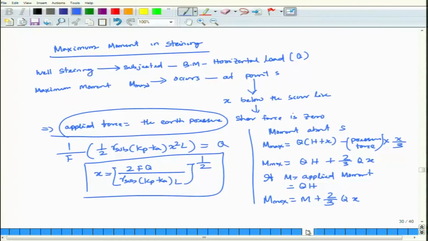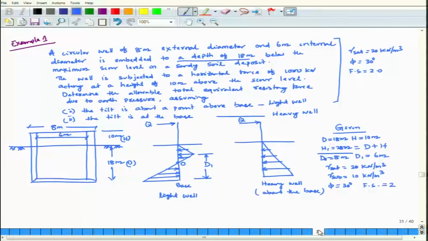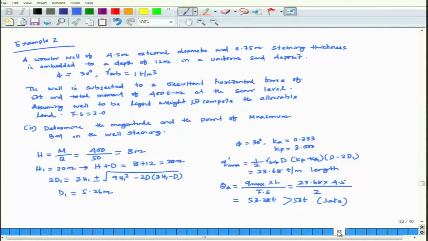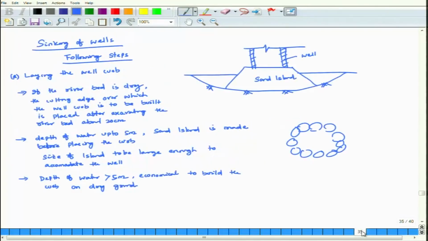Then what is the maximum bending moment in the steining and at what distance, that also was discussed. Then there are two examples, example 1 and example 2, which I have solved. Then sinking of the well I have discussed right now. This is more or less how I have completed your well foundations. Thank you.